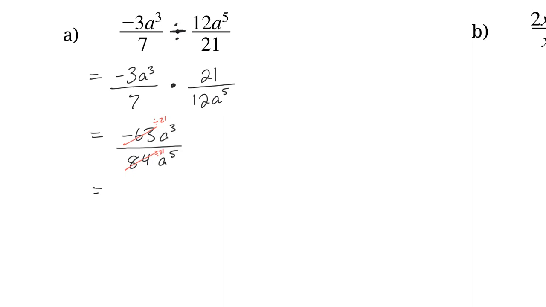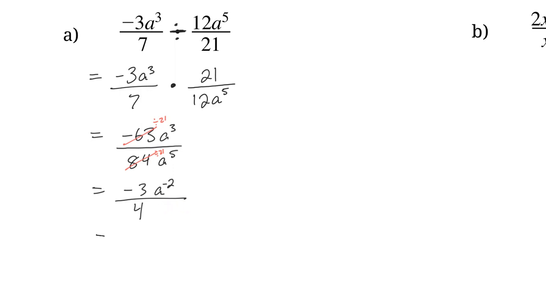So that just becomes negative 3 over 4. And then we got to divide this a to the power of 3 by a to the power of 5. Since they have the same base, we can subtract our exponents. So that becomes a to the power of negative 2. But something is wrong here with this a to the power of negative 2. We want to rewrite this with a positive exponent, so we got to bring that into the denominator.